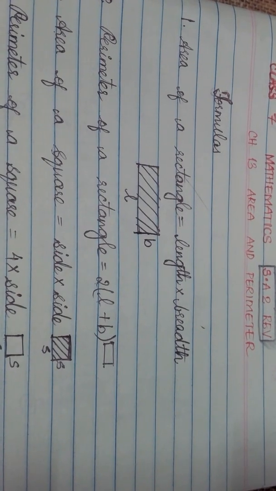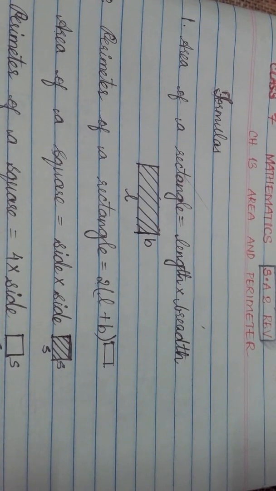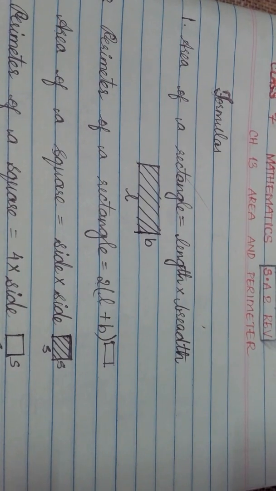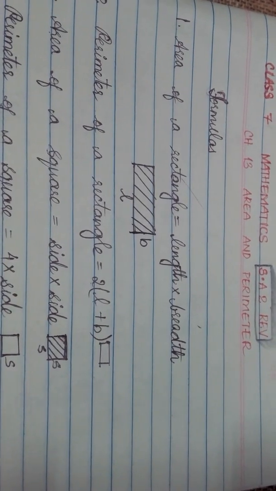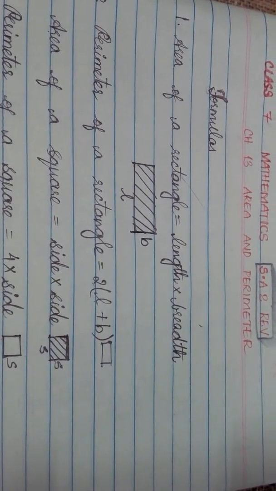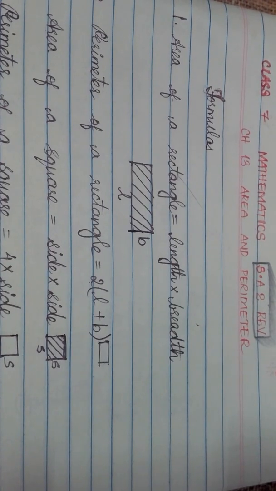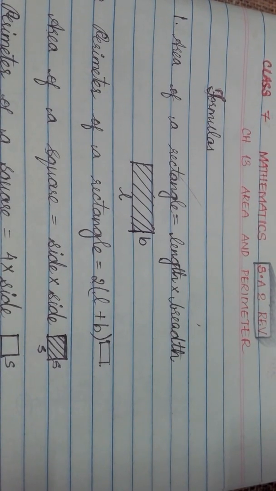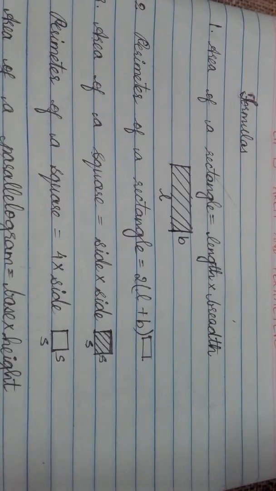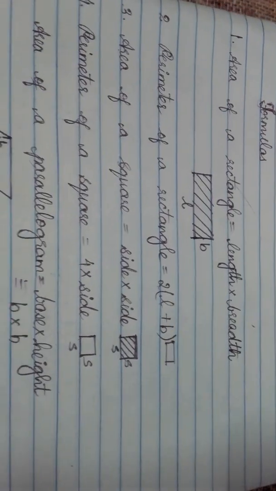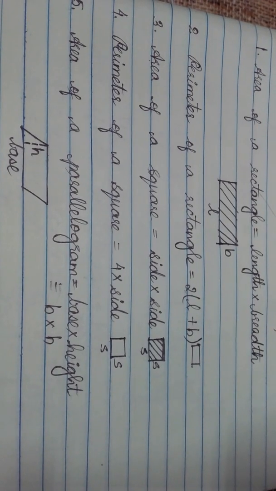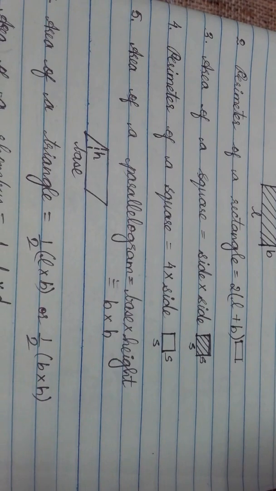Okay. Now, before we begin the revision of exercise 3 and 4, let us revise the formulas that we have learnt. Area of a rectangle is equal to length into breadth. Perimeter of a rectangle is equal to 2 into (length plus breadth). Area of a square is equal to side into side. Perimeter of a square is equal to 4 into side. Area of a parallelogram is equal to base into height.